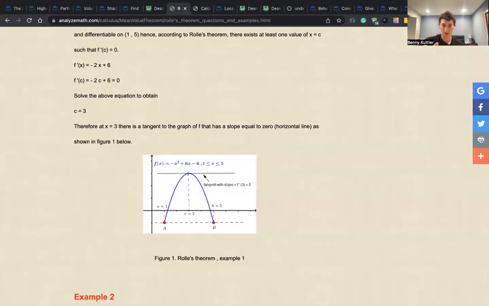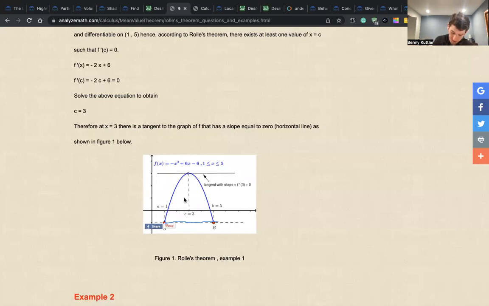So what Rolle's theorem tells us is that if we have this graph here and the average rate of change between these 2 points is 0. So if we drew a line from there to there, the slope would be 0. Then that means at some point on this curve, the derivative must be 0.